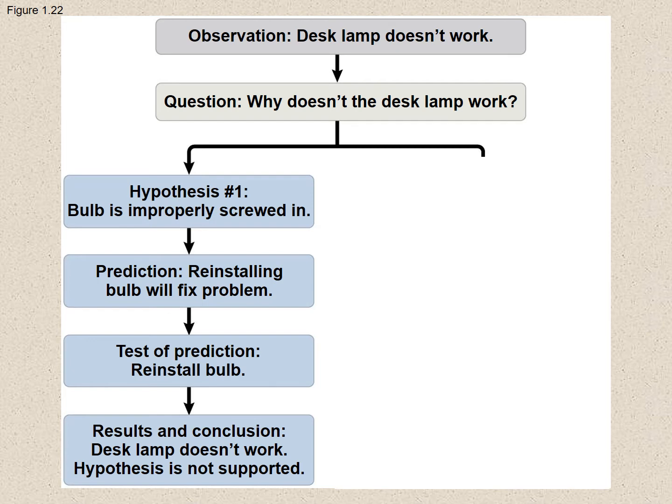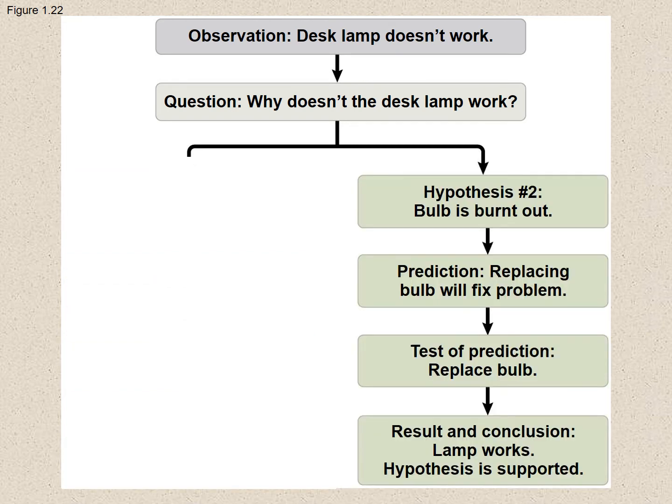So your conclusion is basically the hypothesis is not supported. So then you need to come up with an alternate hypothesis. So what's your alternate? Let's say you think that the bulb is burnt out. So then your prediction is, if I replace the bulb, this will fix the problem, so the desk lamp will work again. So then you go out and buy a bulb, and then you replace the bulb. Okay, so this is your procedure, and then you turn on the lamp to see if it works.